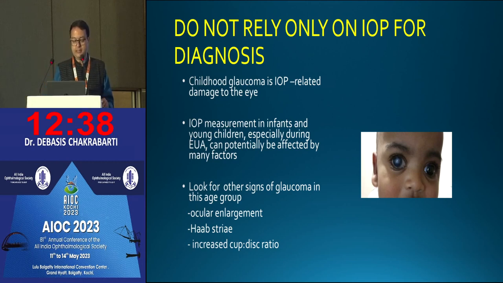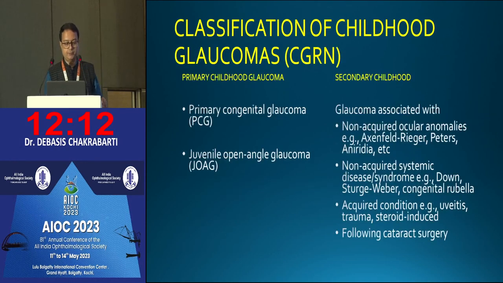But while we are doing the clinical evaluation of this patient, apart from the IOP related damage to the eye, we must take into consideration the other factors. Because the IOP measurement in infants and young children, especially during examination under anesthesia, is very difficult and it is potentially affected by many factors. So we should look for the other signs of glaucoma in this age group, like the evidence for ocular enlargement, the presence of the Haab's striae, and the increase in the cup disc ratio.